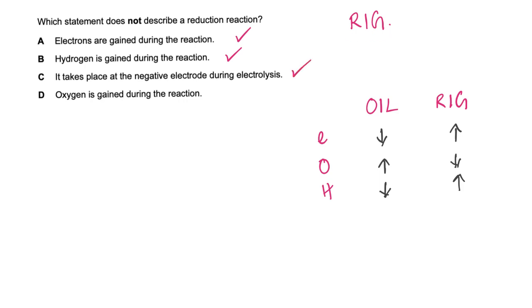This is also true. Oxygen is gained during redox. That should be like a red flare going up. No, gain of oxygen is oxidation, and reduction is loss of oxygen. Oxygen is gained during, so it's not describing a reduction reaction. So D is our answer over here.